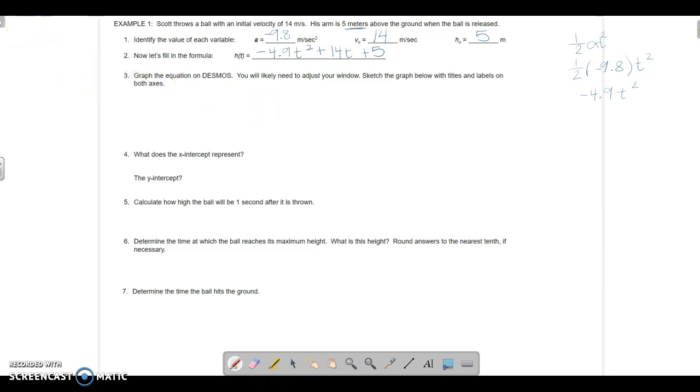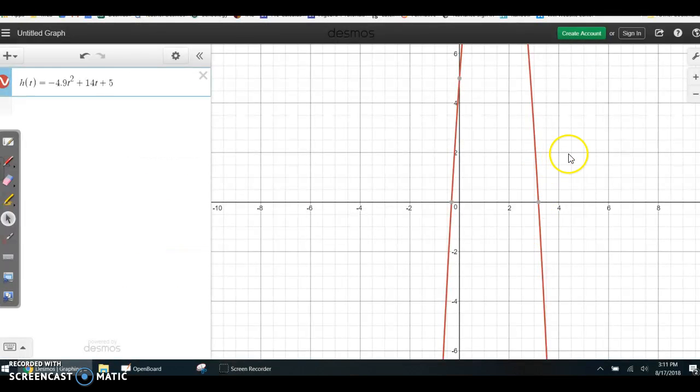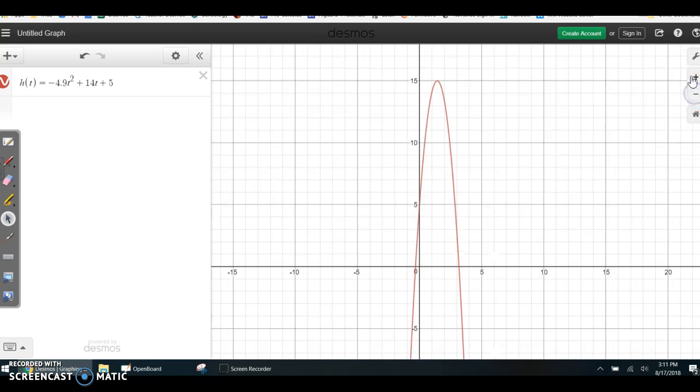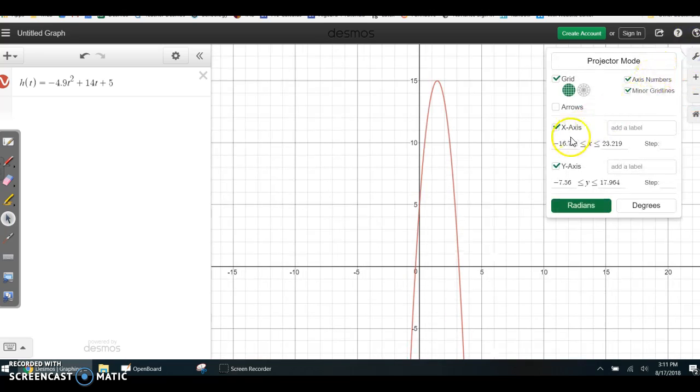So let's go ahead, go to Desmos, open that up, and plot that formula. So we can see it in Desmos here, and you might want to change your scale. You might want to zoom in or zoom out, or change it on the custom thing where you can actually adjust things a little bit better.